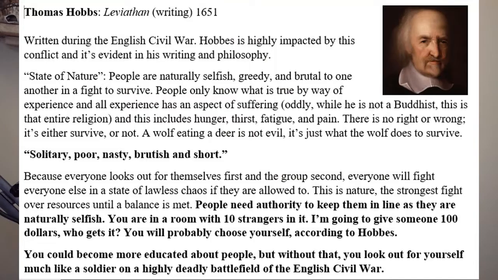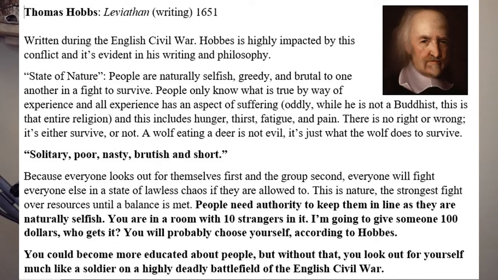The 30 Years' War caused 8 million people in Europe to starve to death. So it's a problem. For context, by the way, World War I was about 10 million people dying, and there were a lot more people on the planet. So the 30 Years' War was rough. He writes the Leviathan during the English Civil War. Hobbes is highly impacted by this conflict, and it's evident in his writing and philosophy.